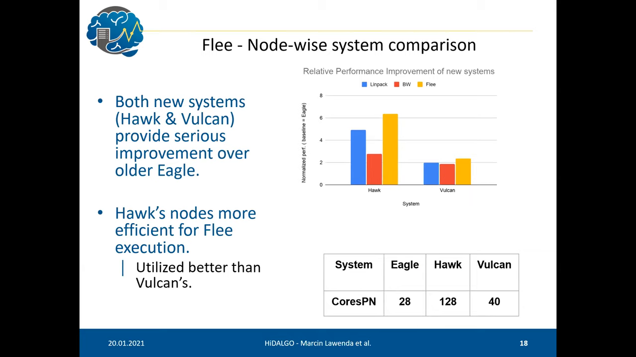In the situation when we are dealing with this node-wise system comparison, we may see that both systems, Hawk and Vulcan, provide some serious improvement over the older Eagle. This chart presents how much we may benefit from using these two systems, because the baseline here is the Eagle. So how much they outperform the Eagle, and Eagle nodes are more efficient for the Flea execution, which is also natural.